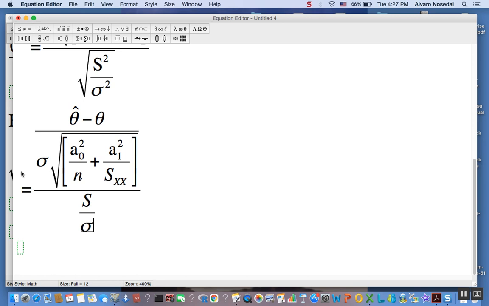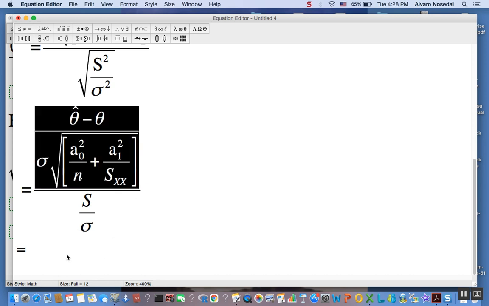Now note that this is equivalent, when we do the algebra, to sigma times theta hat minus theta divided by this. Which means the sigmas will cancel out, and this will multiply this. So in the end we have theta hat minus theta divided by S times that square root. Let me copy only the one in the numerator and modify it accordingly to what we just said.